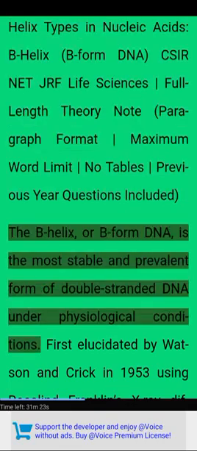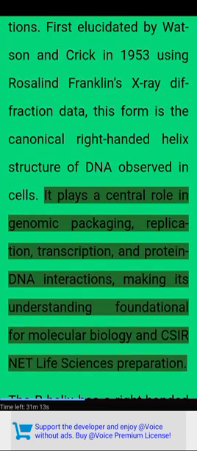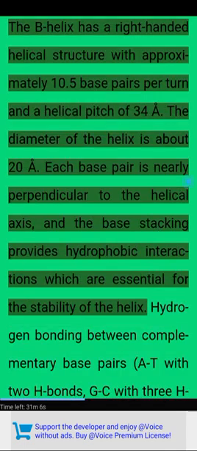The B helix or B form DNA is the most stable and prevalent form of double-stranded DNA under physiological conditions. First elucidated by Watson and Crick in 1953 using Rosalind Franklin's X-ray diffraction data. This form is the canonical right-handed helix structure of DNA observed in cells. It plays a central role in genomic packaging, replication, transcription, and protein-DNA interactions, making its understanding foundational for molecular biology and CSIR NET Life Sciences preparation.